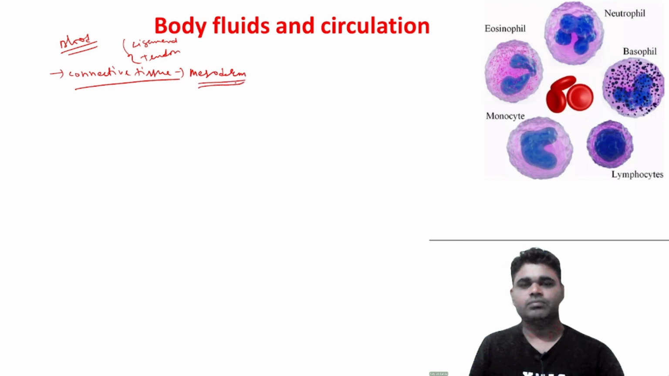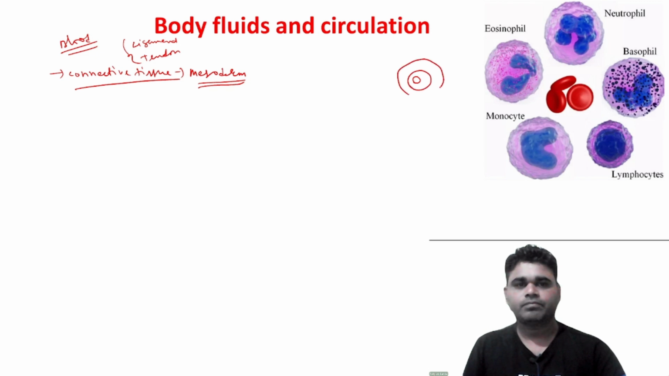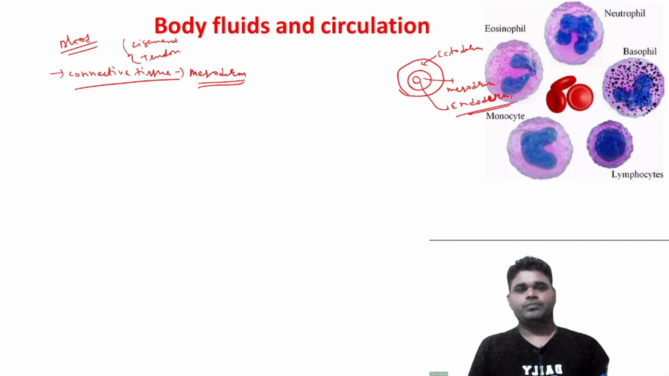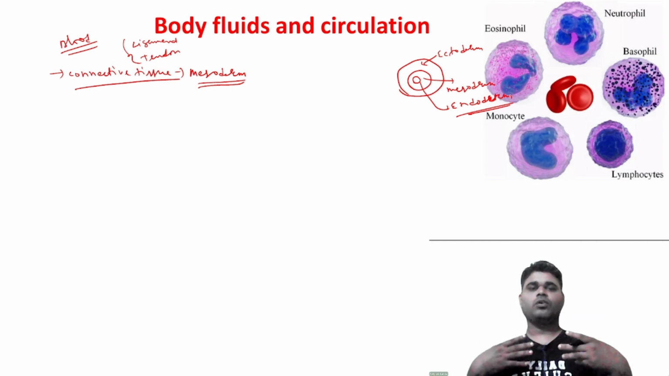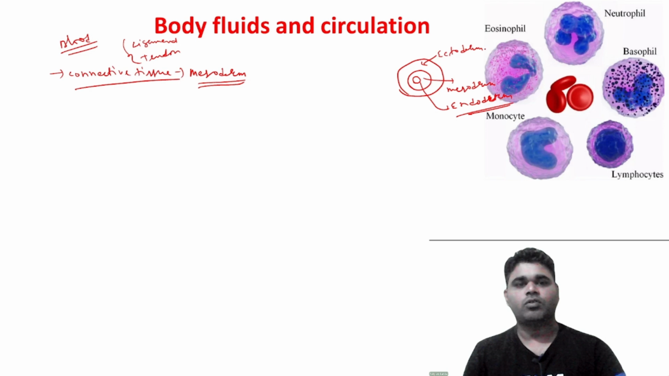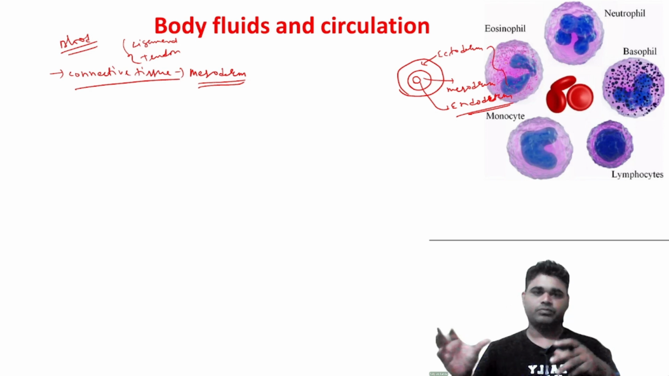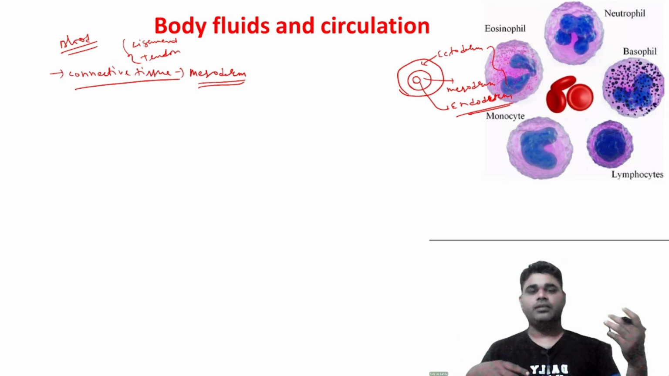So what is the mesoderm? If we go to the germ layers, the outer part is called the ectoderm, the middle part is called the mesoderm, and the inner part is called the endoderm. All the body parts and organs come from these layers. That means each comes from either the ectoderm, the mesoderm, or the endoderm.